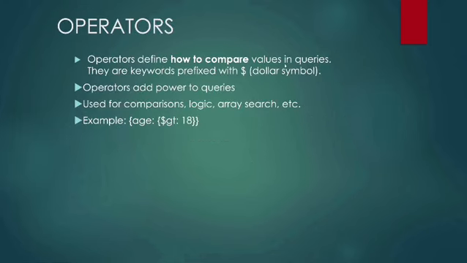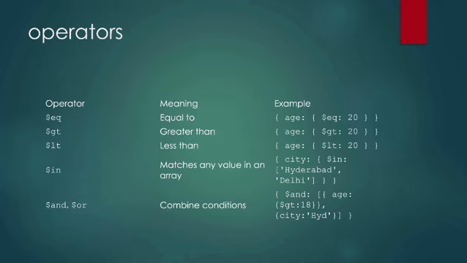And now operators. Operators define how to compare values in queries. They are keywords prefixed with a dollar symbol, and operators add power to queries, used for comparisons, logic, array search, etc. Example: age $gt 18. Here the operators are equal to, greater than, less than, matches any value in an array, and combine conditions. Here are some examples of operators.